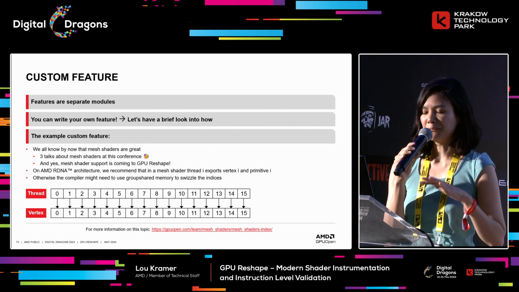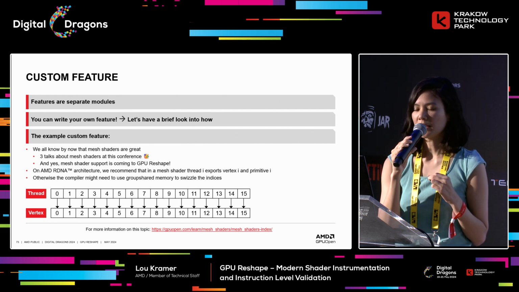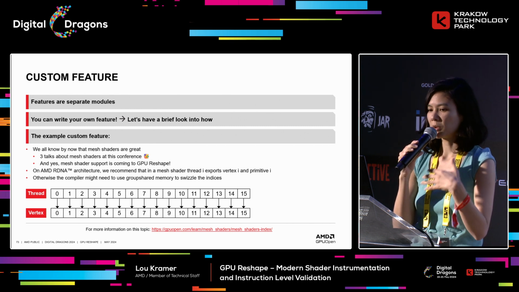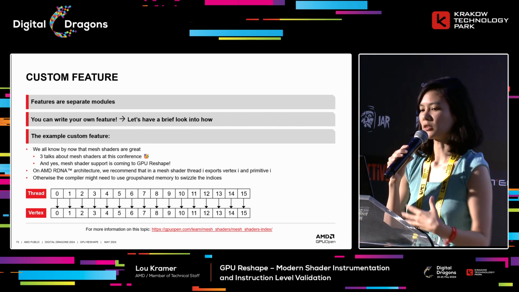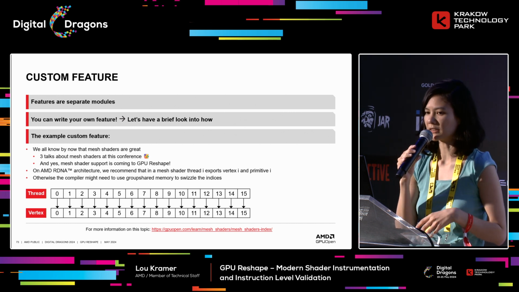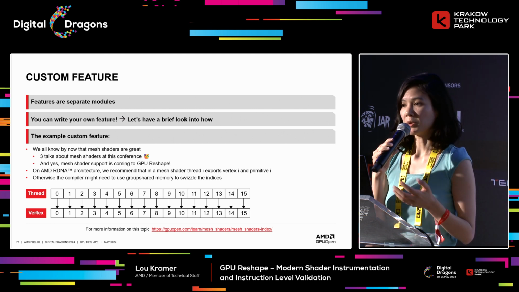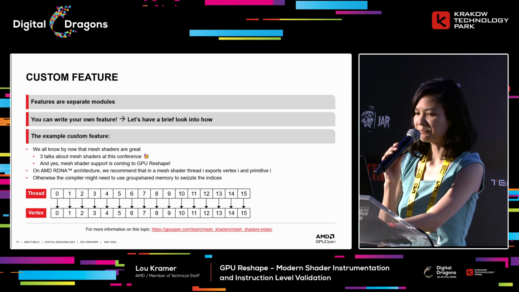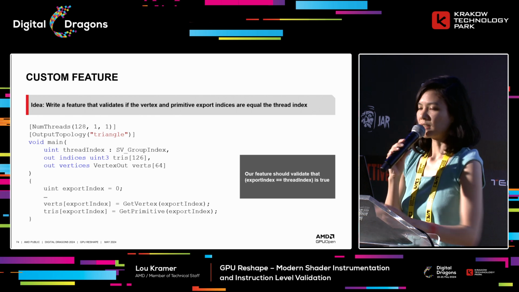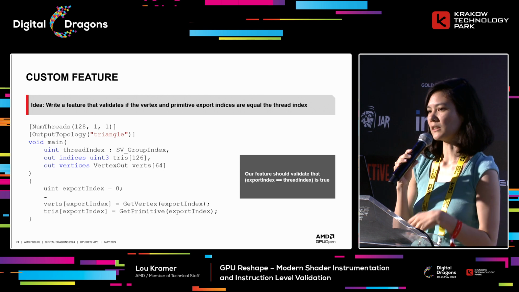So for this talk, I will just talk about one very specific topic, and it's because on AMD RDNA we have this recommendation that the mesh shader thread should export the vertices and primitives with the same index. So thread I should export vertex I and primitive I, otherwise there will be a performance penalty. I won't go into detail about why. If you're interested, you can check out the blog post on GPUOpen or watch the GDC presentation. But this is the topic the feature will be about, because the custom feature will validate if the export index is equal to the thread index.